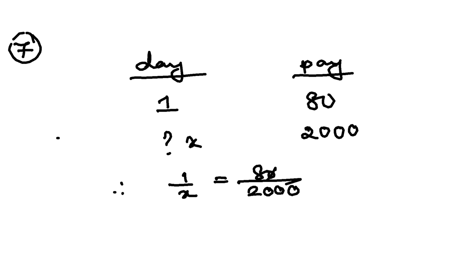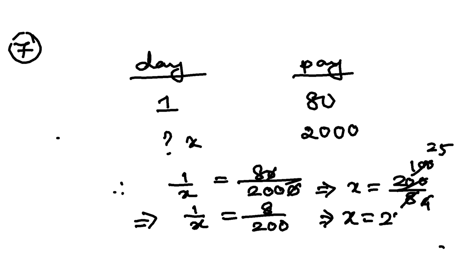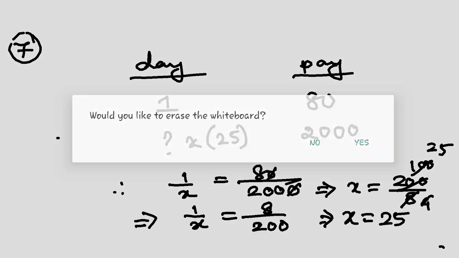These zeros can be cancelled, so I am left with 1 by x equal to 8 by 200. If I take the reciprocal now, x is 200 by 8. Cancelling by 2 is 4, cancelling by 2 is 100. 4 into 25 is 100. That means my x is 25. So he worked for 25 days to get pay of 2000. Now the last one, question number 8.